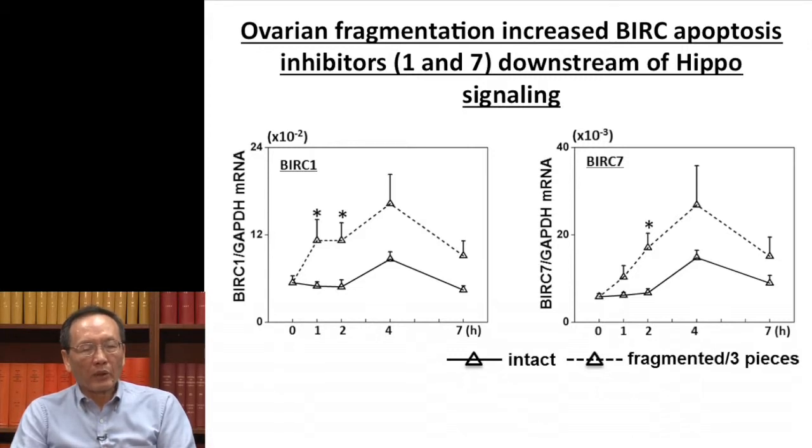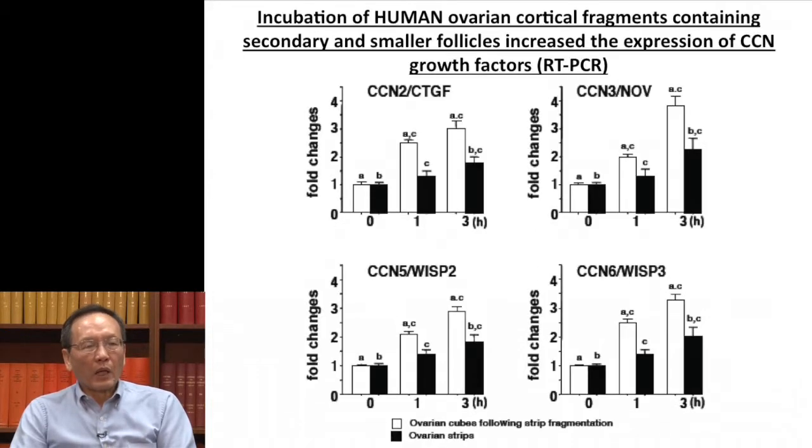And based on the fly, there is another group of genes called apoptosis inhibitors, called BIRC apoptosis inhibitors. There are 7 of them, and we found that 2 of them increase after cutting. So in the human situation, we found a similar story.